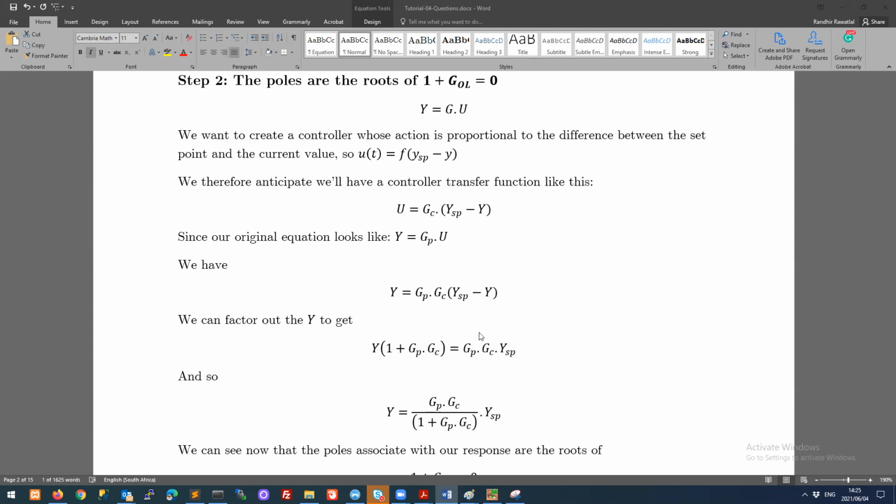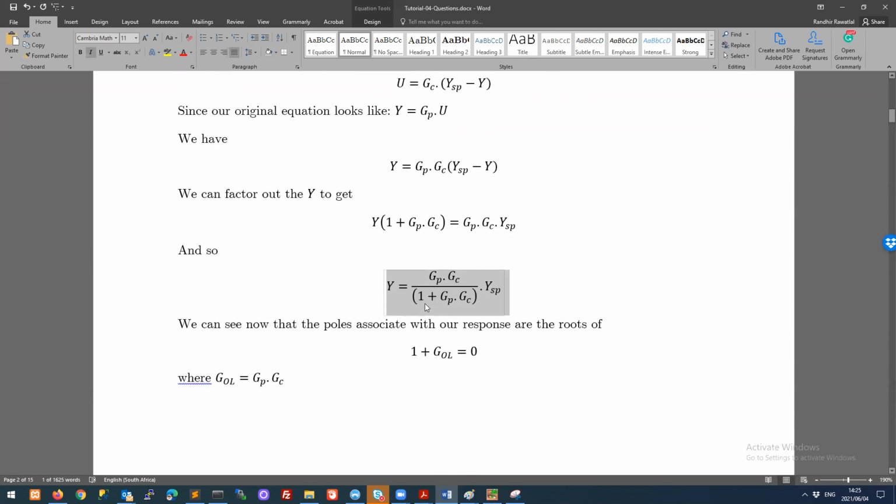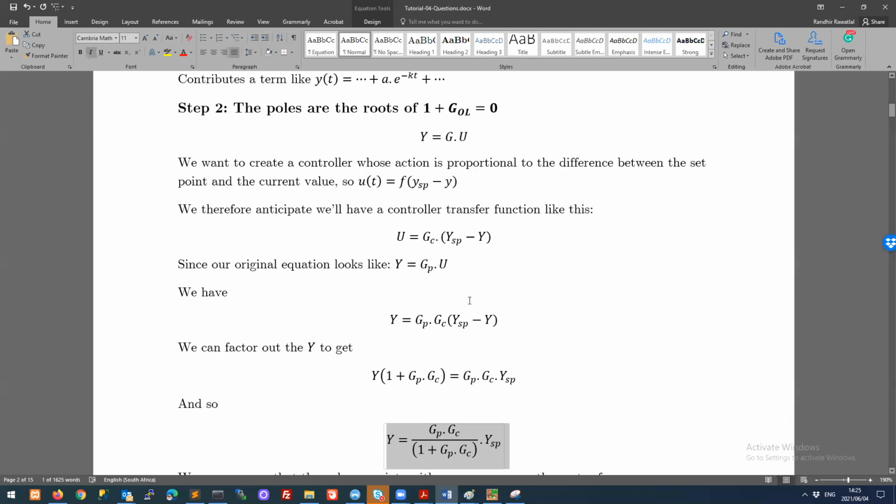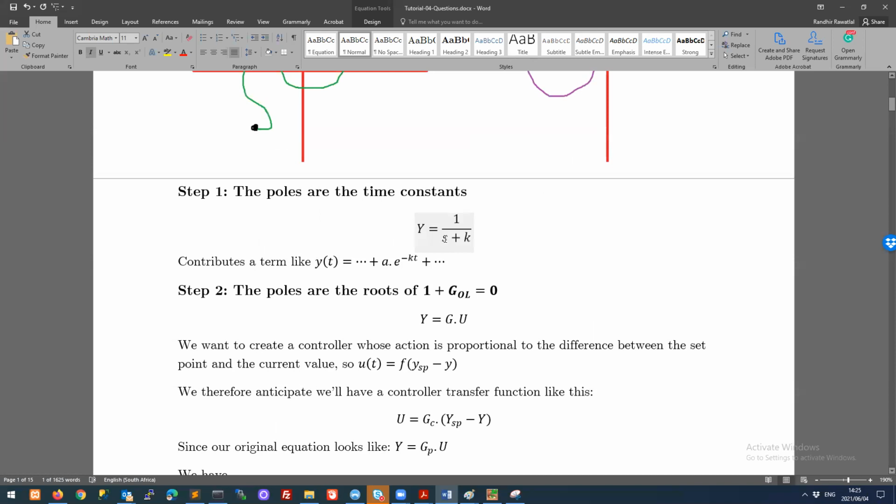Okay, now we have this transfer function. And you can see here that the denominator is 1 plus GPGC. We just said we are worried about getting a 0 in the denominator here. The value of s where the denominator goes to 0, we call that a pole. And we know that shows up as a time constant and all that stuff. So we want to know, when does the denominator go to 0?